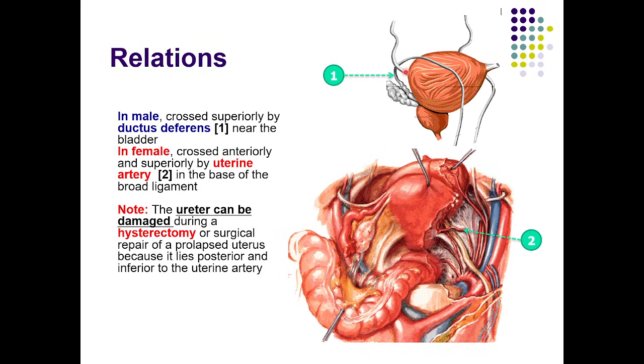Are we good? What do we have behind? Which organ is sitting behind the bladder and those two? No, prostate is here. That's the prostate. Rectum. Behind the bladder in the male body we have rectum. Okay?